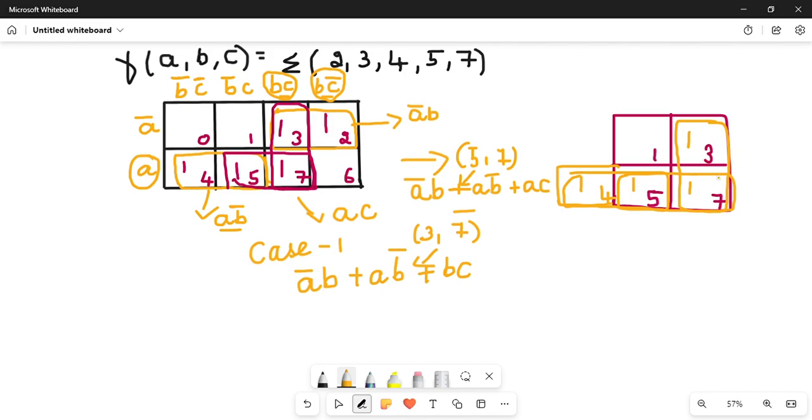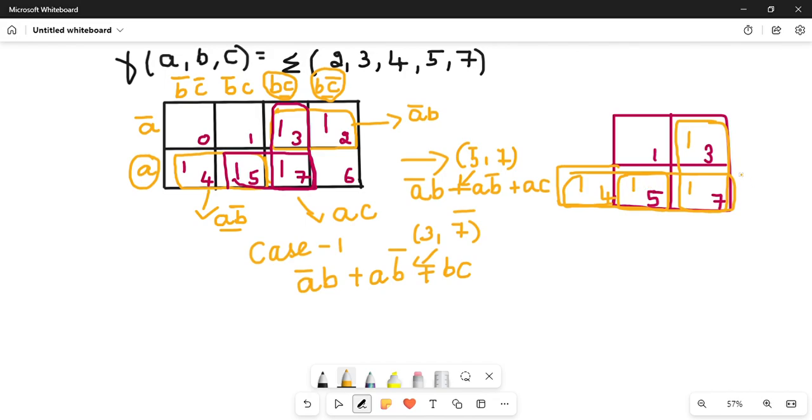And once again, if I make a group of 5 and 7, what's going to happen is cell number 7 gets even shared by cell number 5. So cell number 7 now gets shared by cell number 3 as well as cell number 5. So one cell gets shared between two of the cells, therefore it becomes redundant.